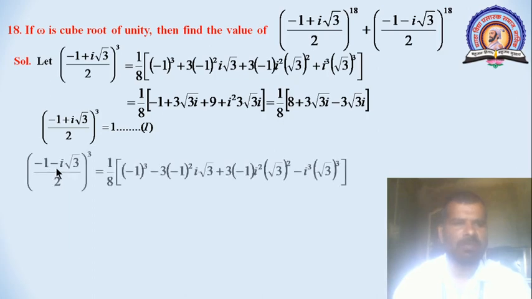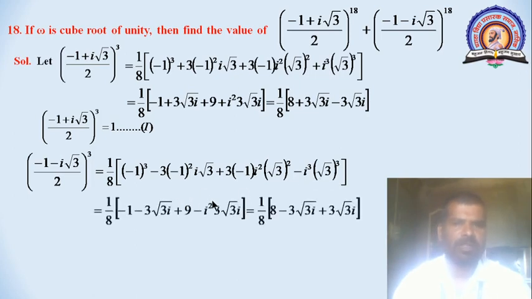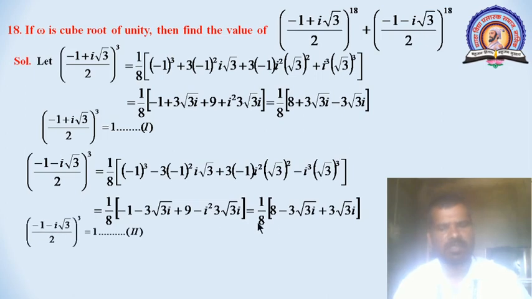Similarly, minus 1 minus I root 3 upon 2 bracket cube is making cube, a minus b bracket cube is a cube minus 3a square b plus 3a b square minus b cube. Using this formula, we will make the cube, putting the value of I square as minus 1, simplifying, and you will get minus 1 minus I root 3 upon 2 bracket cube is equal to 1.